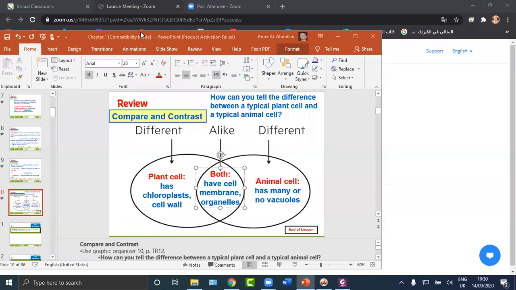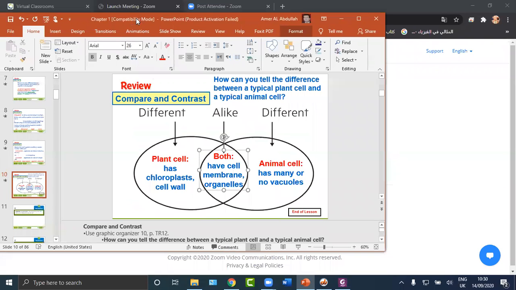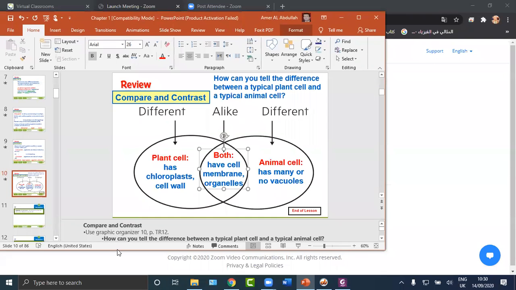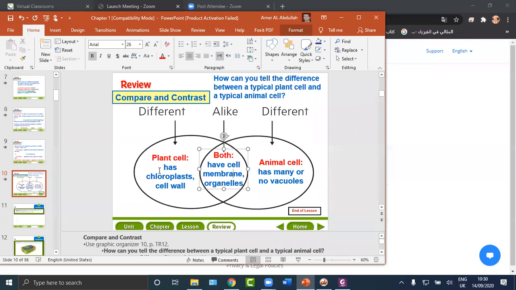Okay. In the previous lesson, we talked about what's inside a plant cell. We will make a quick revision. After that, we will answer the homework. Yesterday, I gave you homework, pages 3, 4, 5, 6. I will ask you some questions before we answer.